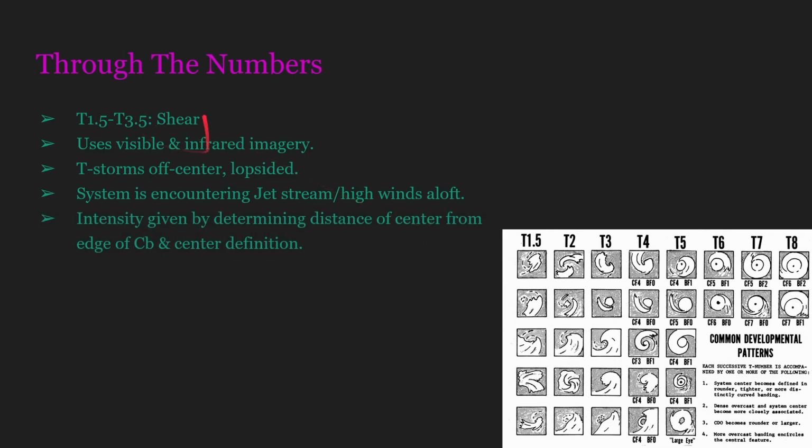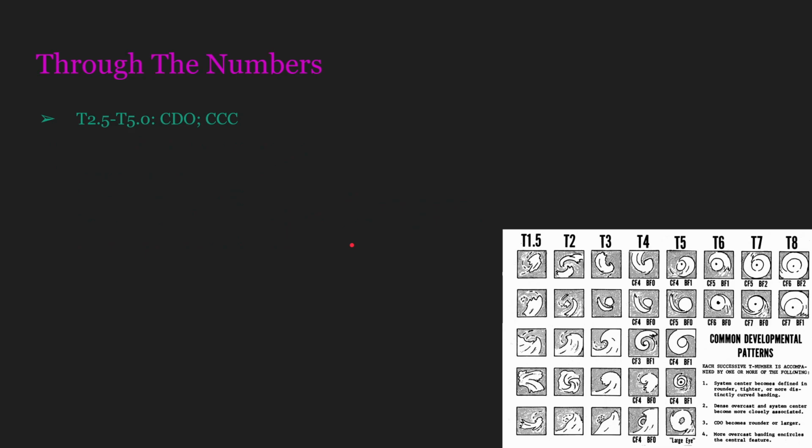The intensity with a shear cloud pattern is given by determining the distance of the center from the edge of the cumulonimbus. That would be the thunderstorms that we're talking about, also called CB for short, and the center definition. So the center and center definition are kind of the same thing, and it would just be determining how far away those two are. A little weird, but you know, I'm not the one who invented it.